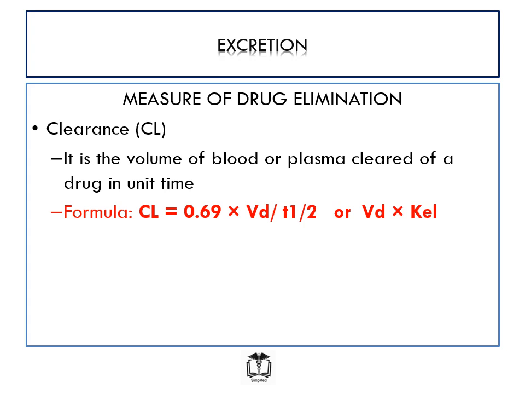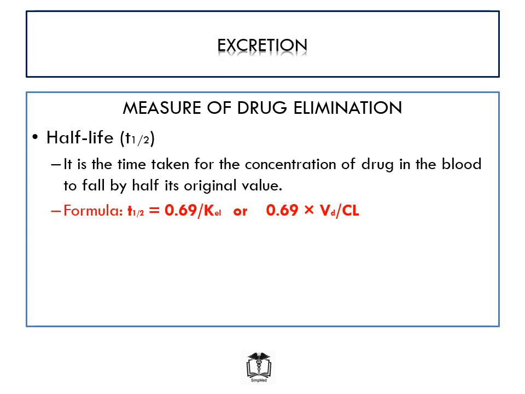And they have different formulas for calculating clearance. The two that we tend to settle with would be clearance equal to 0.7 times the volume of distribution divided by the half-life, or we could settle with volume of distribution times the elimination rate. Typically, you're not going to be asked to calculate the clearance of drugs in your courses, but it's just important for you to note the concept of clearance in terms of its definition and in terms of what we tend to measure. The half-life is the second parameter that measures drug elimination.